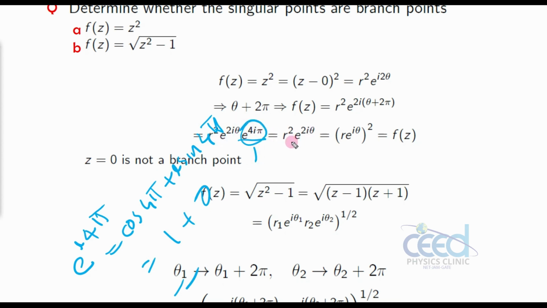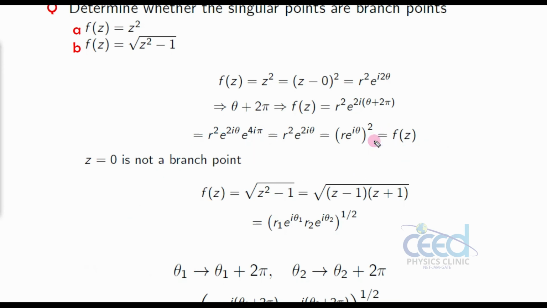So we have only r²e^(2iθ), that is (re^(iθ))² equal to f(z). So it is not a branch point. If it is not equal to f(z), then we can say it is a branch point. And similarly we can check the second question also.